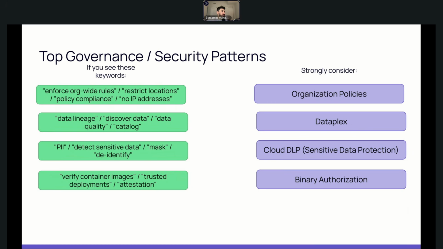And then verifying container images, making sure your deployments are trusted, or achieving attestation usually points toward binary authorization, which is a technique, not a service. That often comes up in Kubernetes Engine use cases or Cloud Run use cases, basically anywhere you're using a container registry, or actually Artifact Registry now.